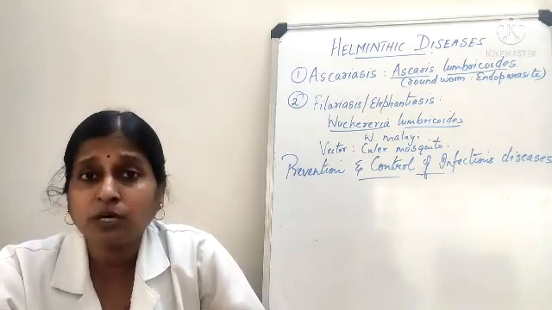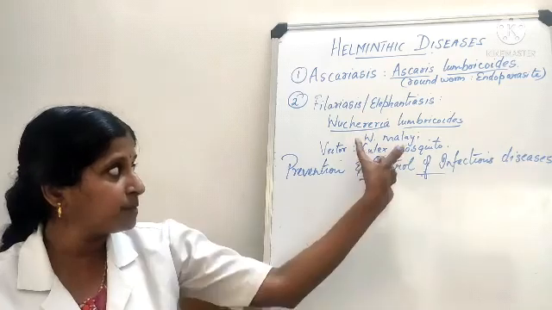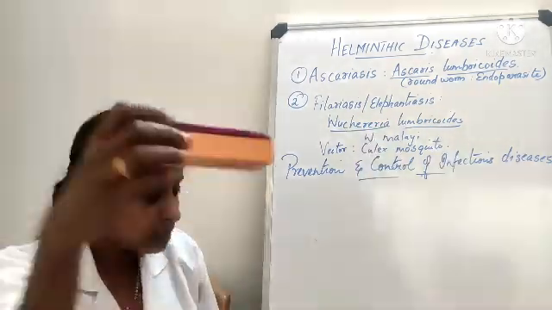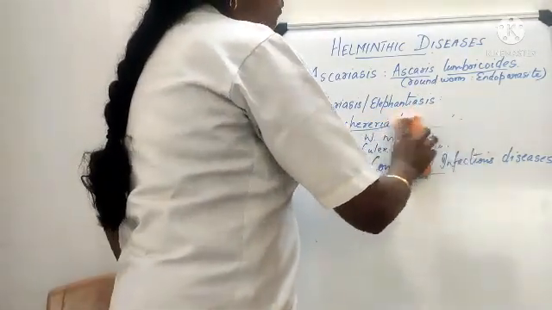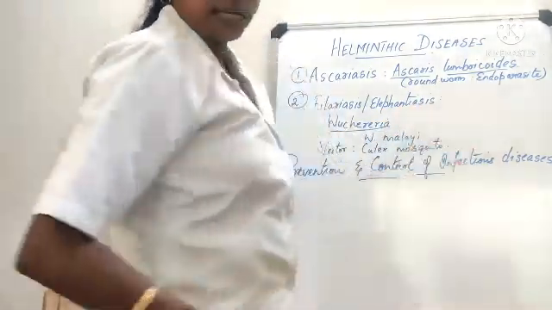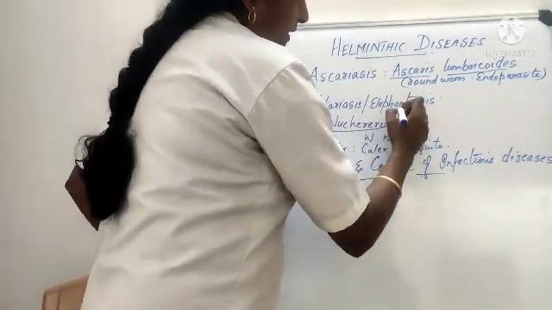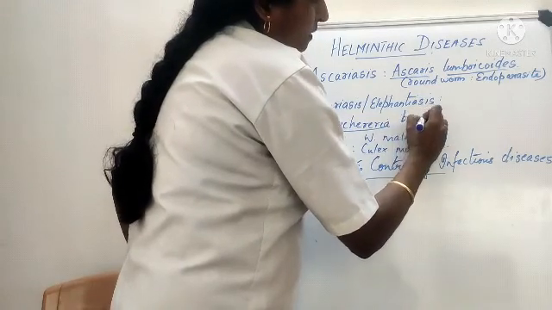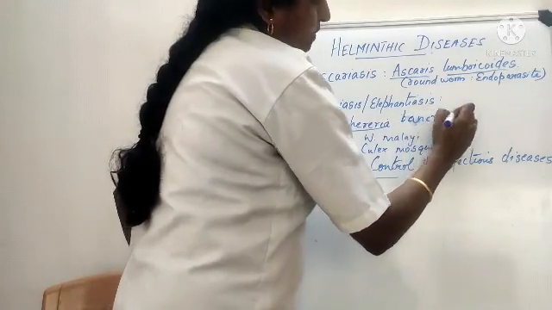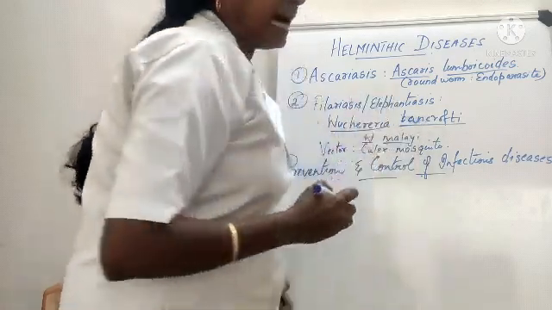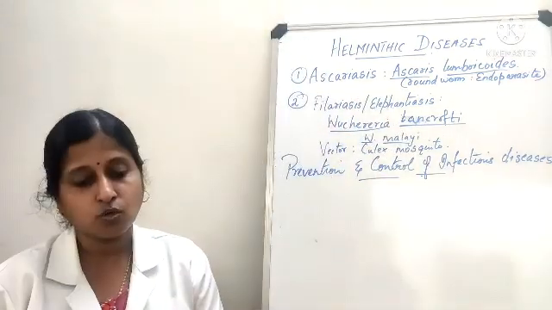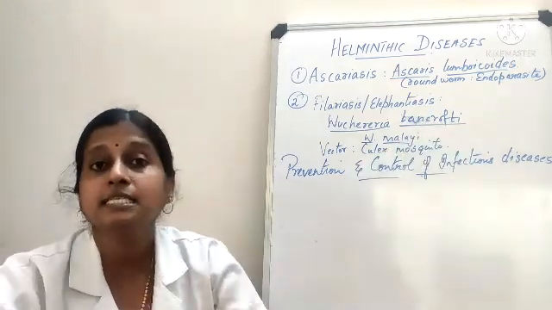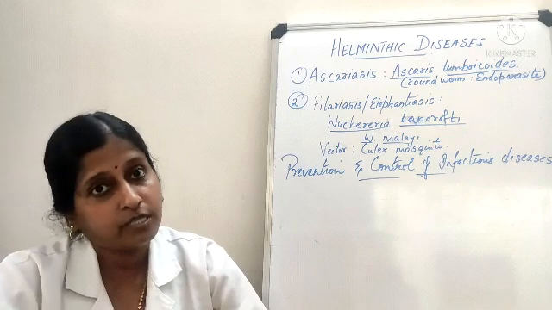And who is the worm there? What is the name of the worm? The name of the worm is Wuchereria bancrofti, or Wuchereria malayi. Wuchereria bancrofti or Wuchereria malayi is the causative organism of this disease.